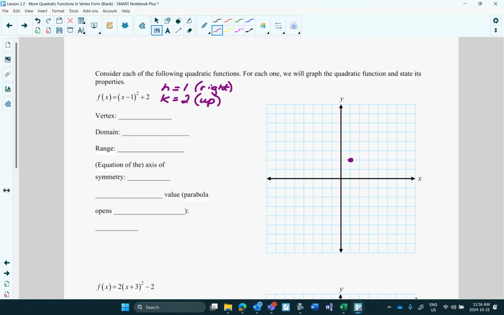And remember, we said it's a regular parabola. There's no stretching, there's no flipping. So from here, how do I get my next 2 points? 1 across, 1 up. Back to the vertex, 2 across, 4 up. Done.